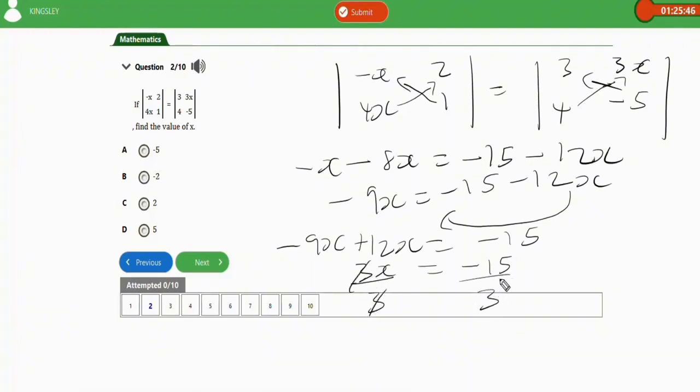So x will be -5. So that will be the answer to this question. It's as simple as this. Let's wipe this and solve the next question.